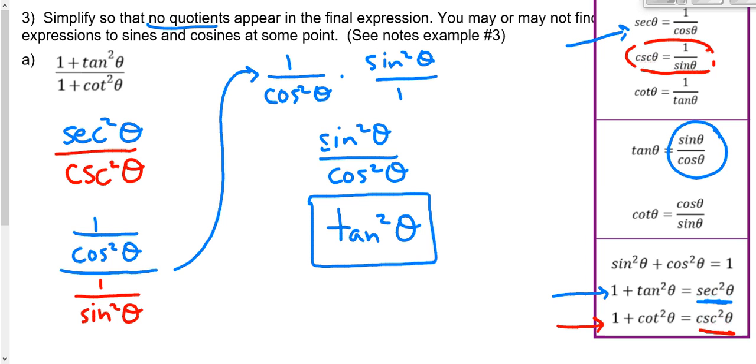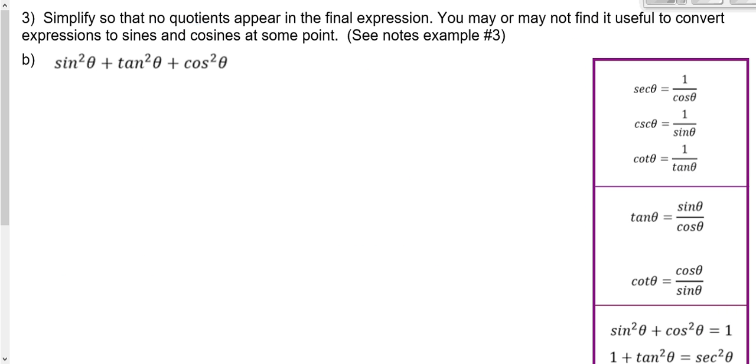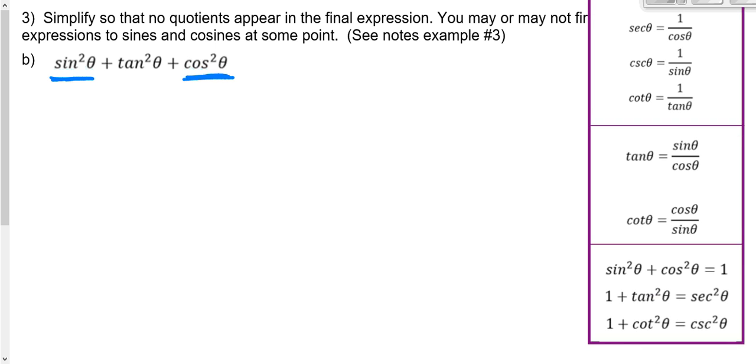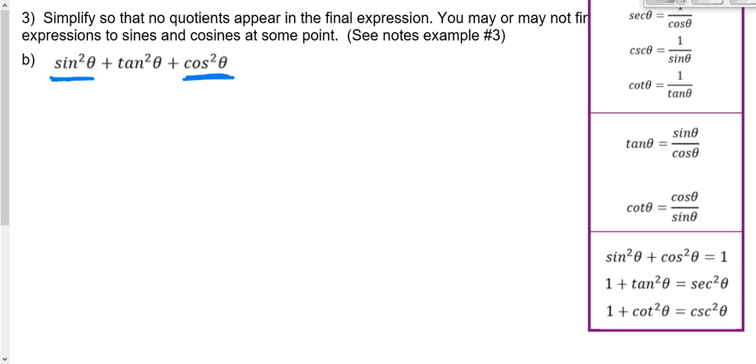Okay, let's take a look at 3b. Well, notice that we have sine squared theta plus cosine squared theta, that is our most popular Pythagorean identity. That is equal to 1. So replace that with a 1, and we still have the plus tangent squared theta that we haven't addressed yet. That was from the middle of the problem.